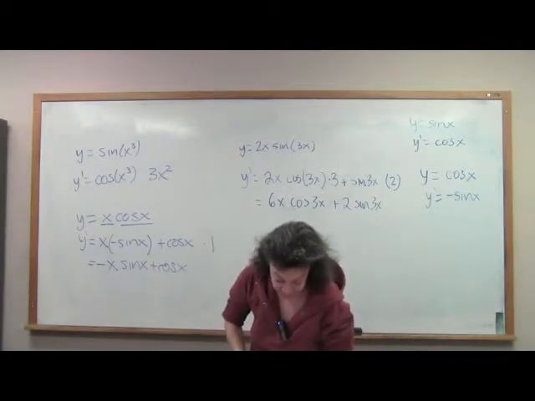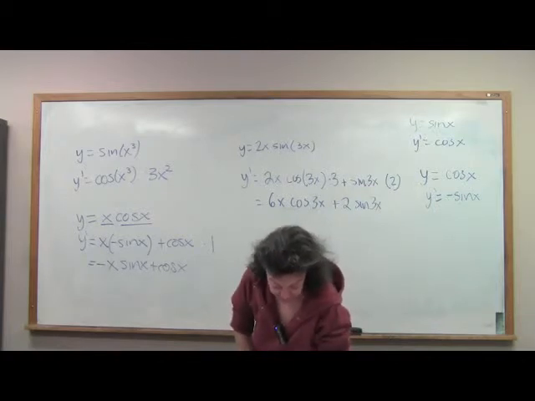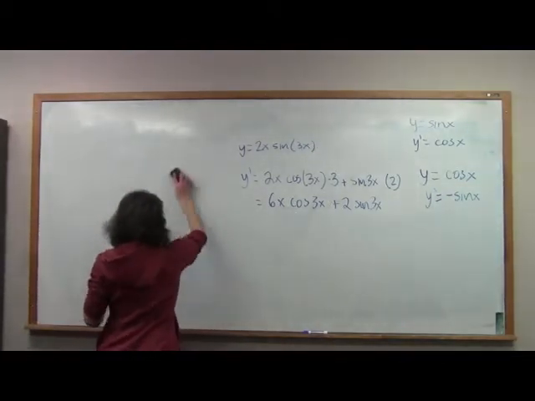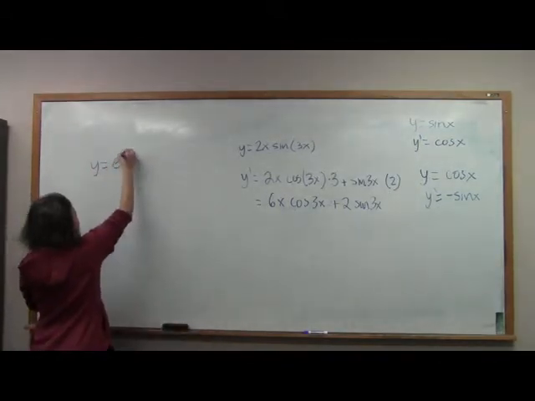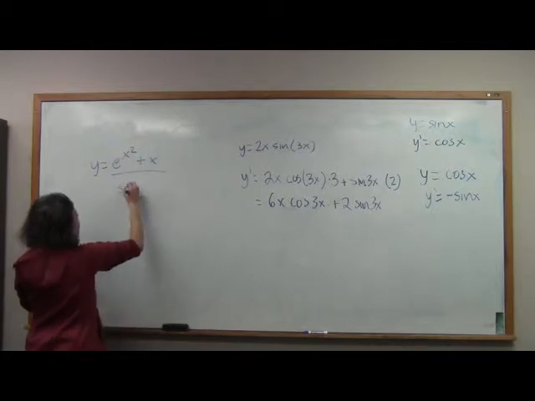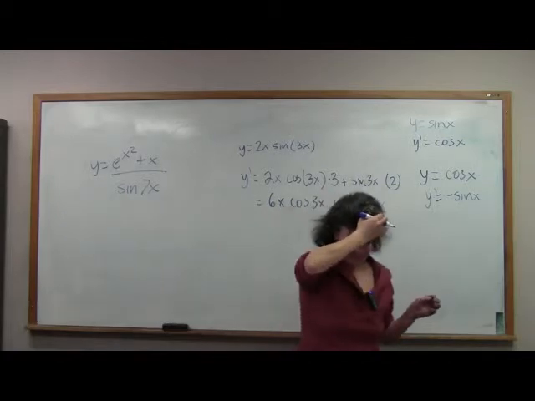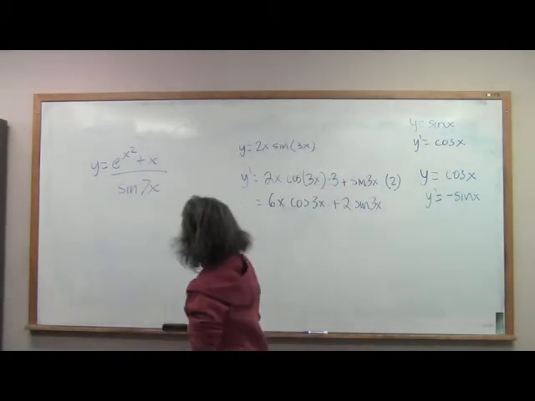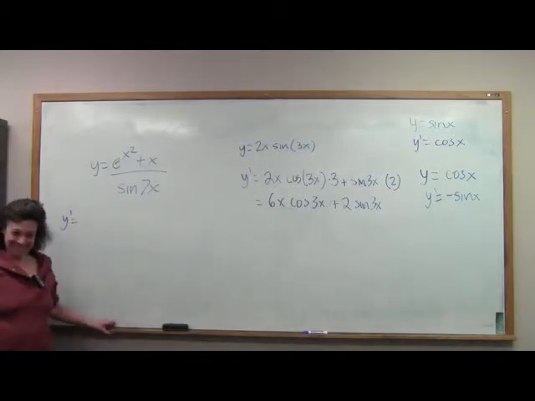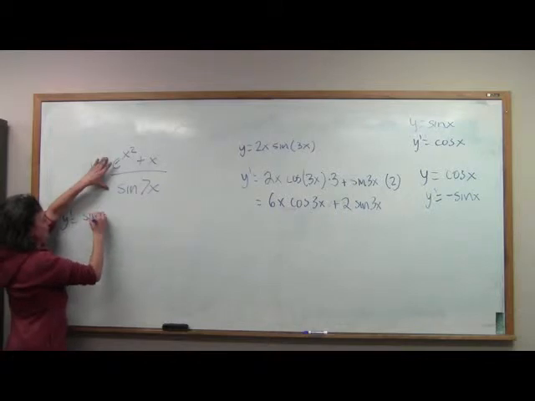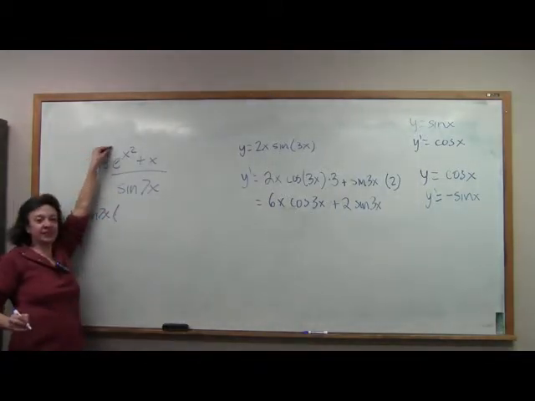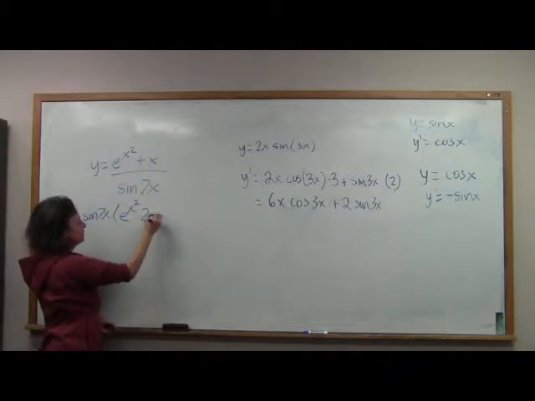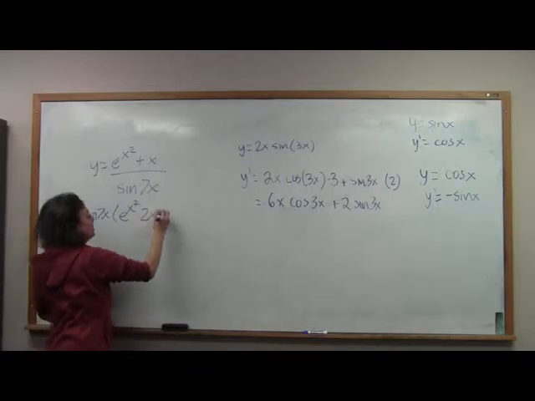All right, what if I have something like this? Suppose I have y equals e to the x squared plus x over the sine of, say, 7x. Okay, how would we take our derivative here? Well, quotient rule. Got the quotient of two functions, so it's the denominator times the derivative of the numerator, term by term. What's the derivative of e raised to a power? It's e raised to the power times the derivative of the power, plus 1.